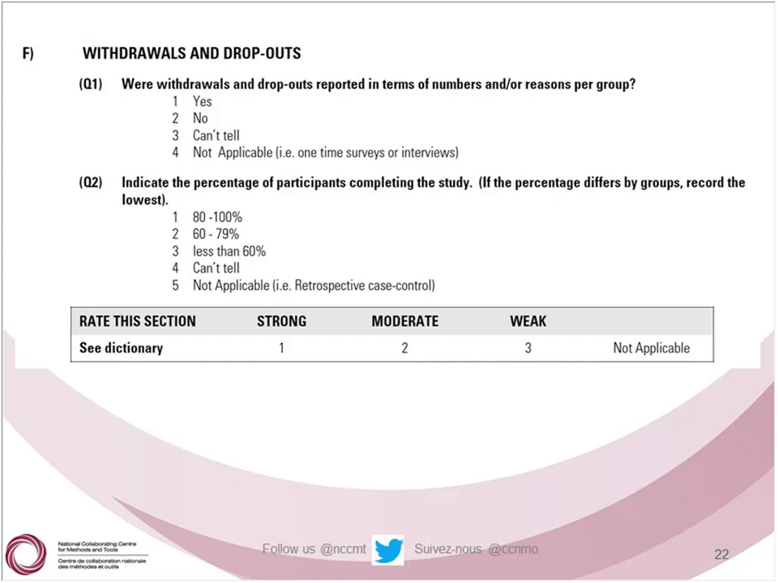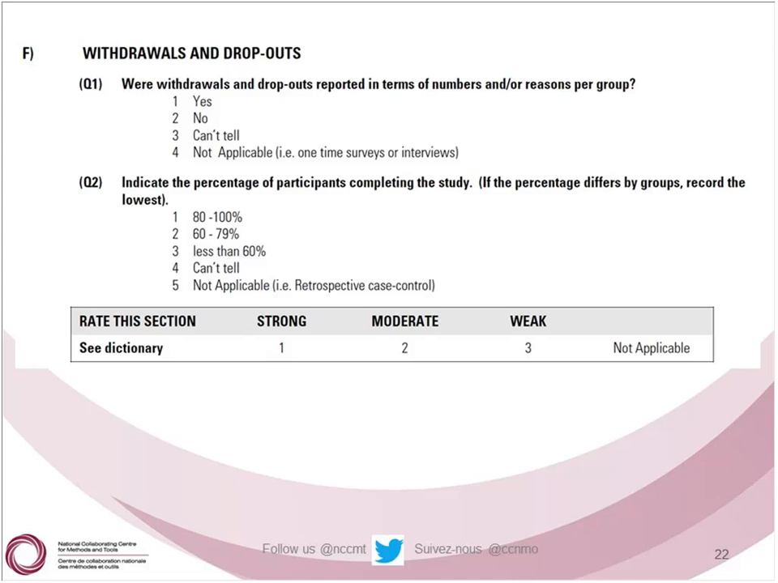Is it related to the intervention? Is it related to moving away? There are lots of different reasons why folks would drop out of a study, and we want to know that they've actually provided us with that information in the write-up. And then we also want an indication of the percentage of participants that completed the study. So if we have an 80 to 100% completion rate, we're most happy with that.